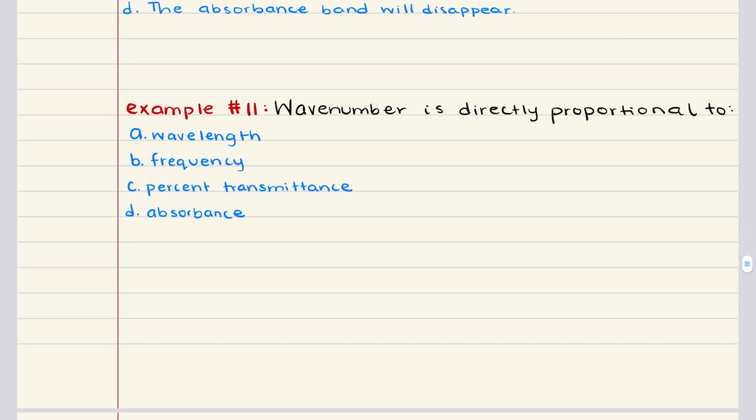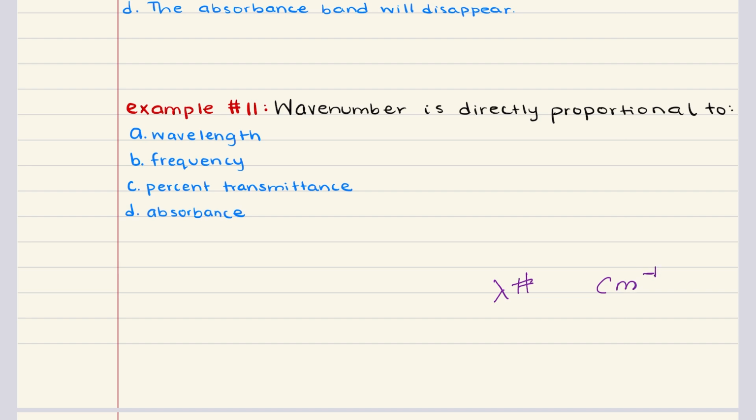Problem 11 says, wave number is directly proportional to blank. A says wavelength, B says frequency, C says percent transmittance, and D says absorbance. In infrared spectroscopy, wave number is a way of expressing energy. It tells us how many wave cycles fit into 1 centimeter. The units are inverse centimeters.